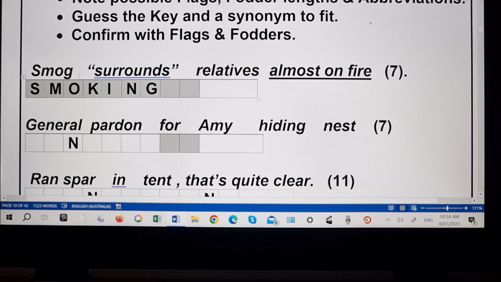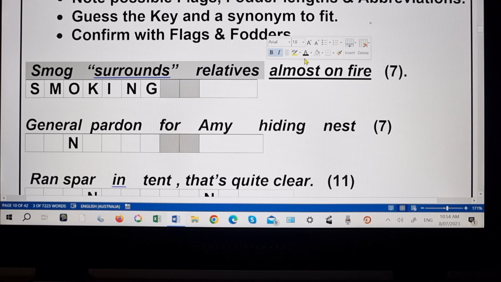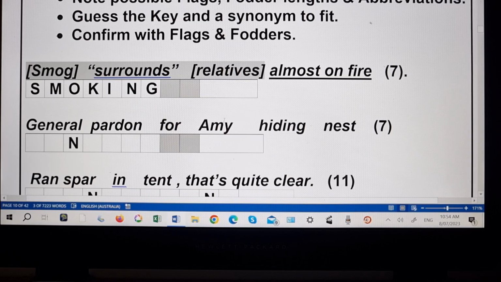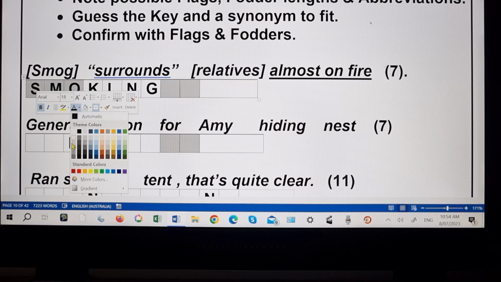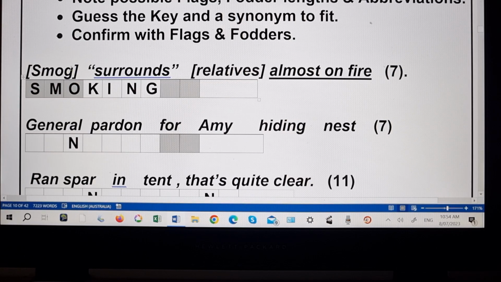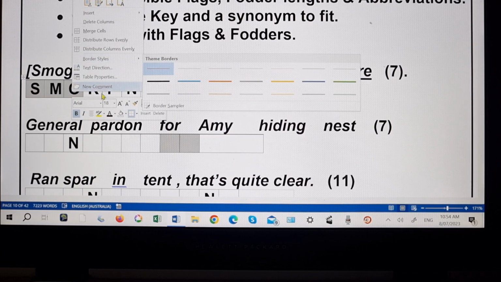Can we prove it? If this is a container, then smog and relatives have to be your two fodders to get the container, one inside the other. Don't forget you're looking for two fodders in containers, because one has to fit inside the other. Right, okay. Smog. Oh, there's a smog there, look. SMOG. Yeah, we've got an SMOG. So that comes in as a... Oh, that didn't work too well. All right, let's try again.